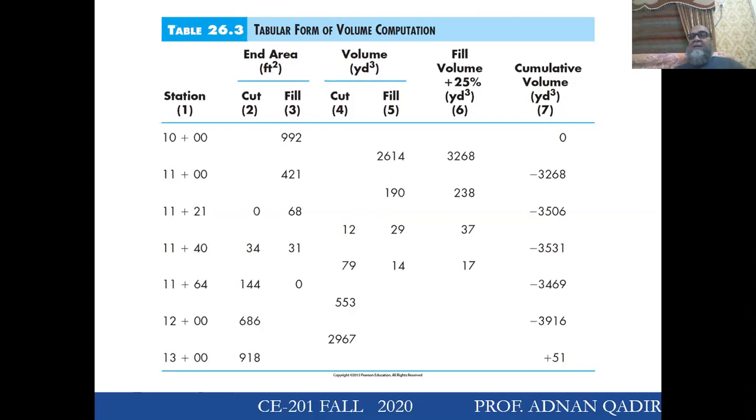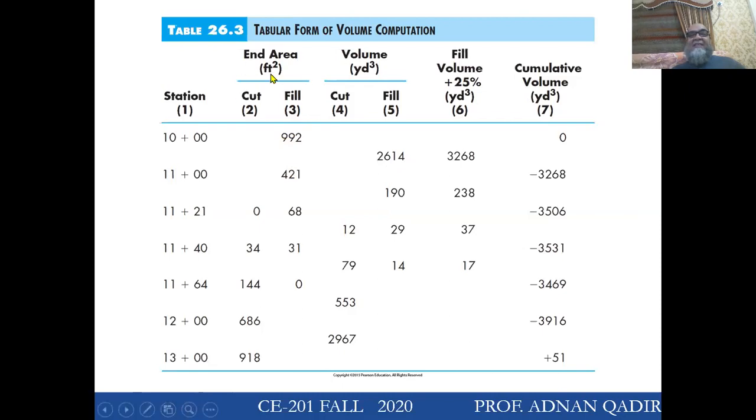So that's why if you cut out 2614, you have to fill it. For filling the volume of 2614, you will not need a volume of 2614, but you will need 25% or 10% extra. Another point you must be wondering: if I add 992 and 421, divide by 2, multiply by 100, you will not be getting 2614. Why?